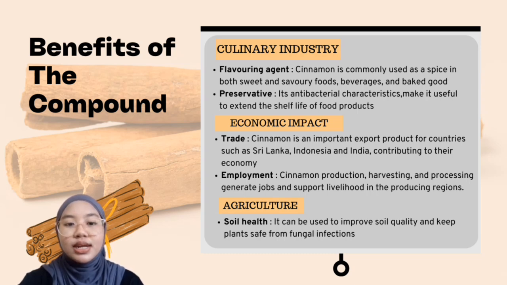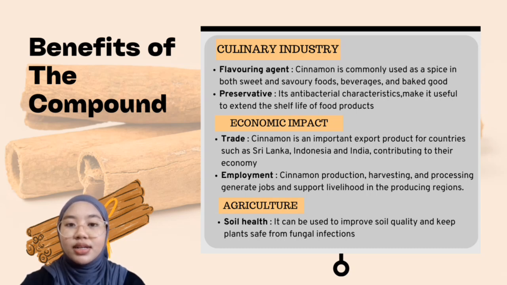The first one, from the culinary industry, we have flavoring agent and preservative. As a flavoring agent, cinnamon is commonly used as a spice in both sweet and savory foods, beverages and baked goods. As a preservative, its antibacterial characteristic makes it useful to extend the shelf life of food products. In economic impact, we have trade and employment. In trade, cinnamon is an important export product for countries such as Sri Lanka, Indonesia, and India. This cinnamon contributes to their economy. In employment, cinnamon production, harvesting, and processing generate jobs and support livelihoods in the producing regions.